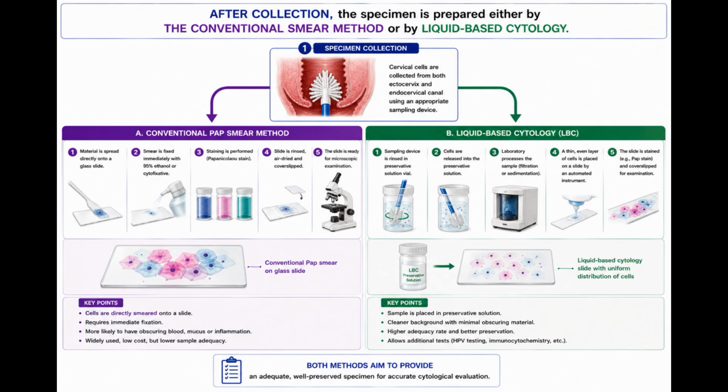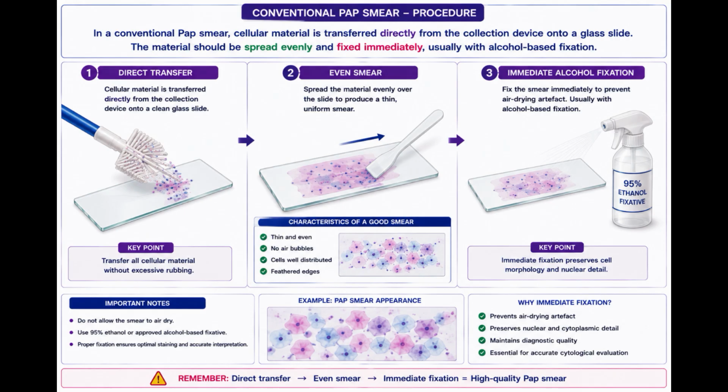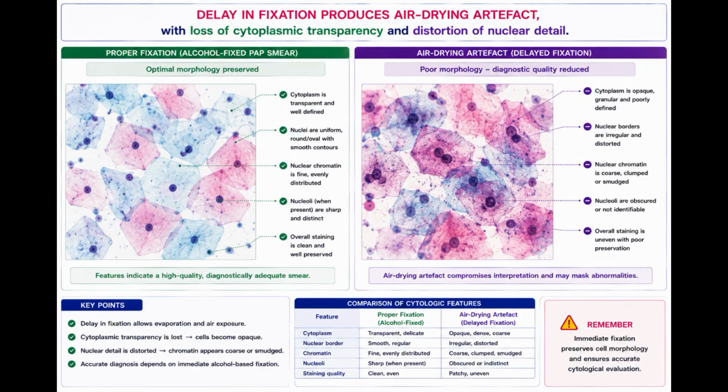Conventional Pap smear and liquid-based cytology. After collection, the specimen is prepared either by the conventional smear method or by liquid-based cytology. In a conventional Pap smear, cellular material is transferred directly from the collection device onto a glass slide. The material should be spread evenly and fixed immediately, usually with alcohol-based fixation. Delay in fixation produces air-drying artifact with loss of cytoplasmic transparency and distortion of nuclear detail.